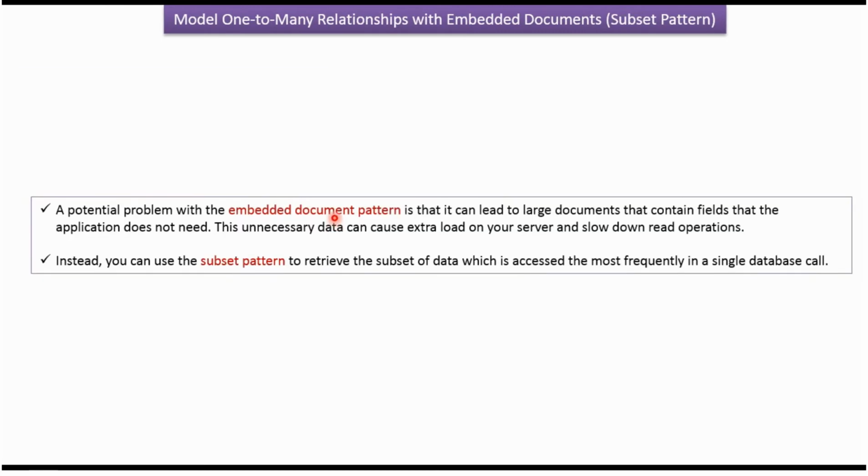The potential problem with the embedded document pattern is that it can lead to large documents that contain fields that the application does not need. The unnecessary data can cause extra load on your server, and it will slow down your read operations. Instead, we can use the subset pattern to retrieve a subset of data which is accessed the most frequently in a single database call. We will see the example now.